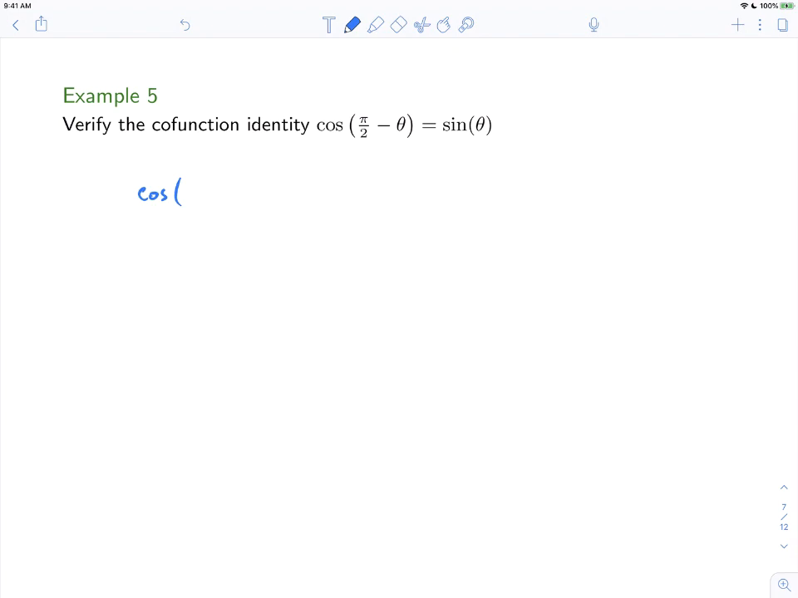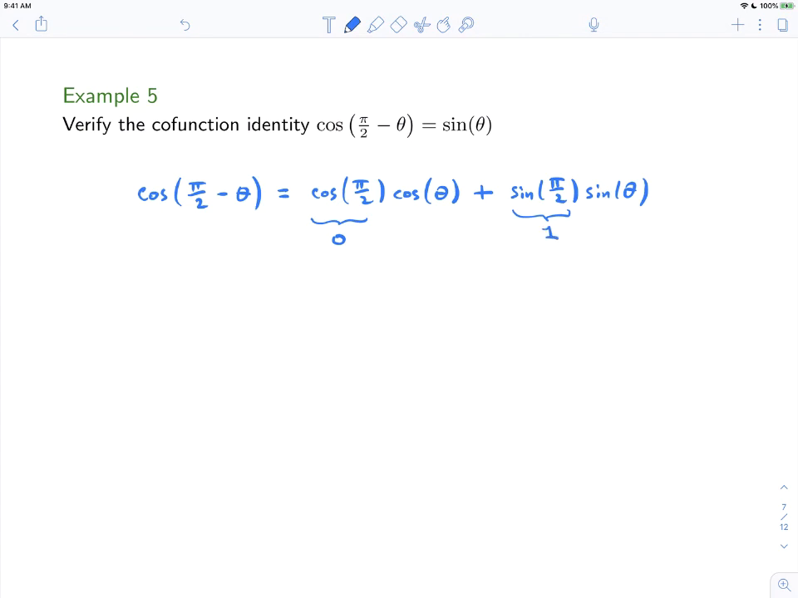So cosine of pi over 2 minus theta is equal to, so this is the cosine identity, so you start with cosine of the first angle times cosine of the second angle, and now you change the minus sign to a plus sign. Remember, the cosine identity changes the minus to a plus sign. So that becomes plus, and now it's the product of the sines. So it's sine of pi over 2 times sine of theta, like so. Cosine of pi over 2 is 0. Sine of pi over 2 is 1.